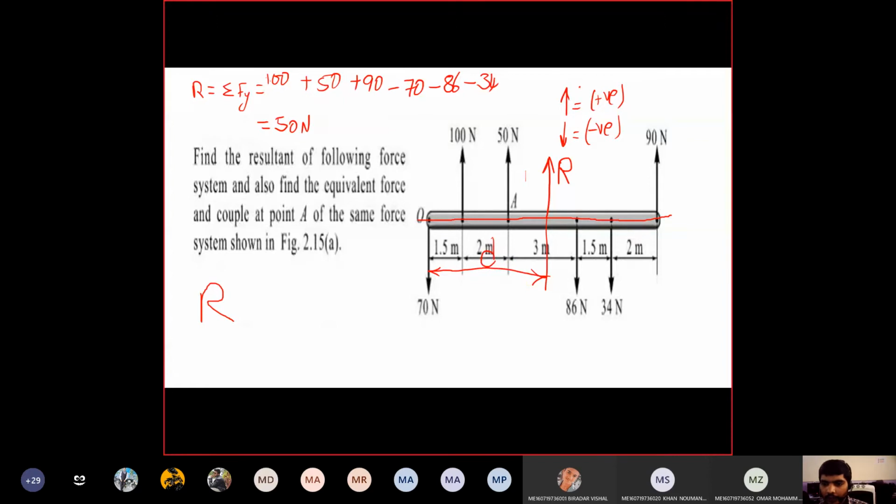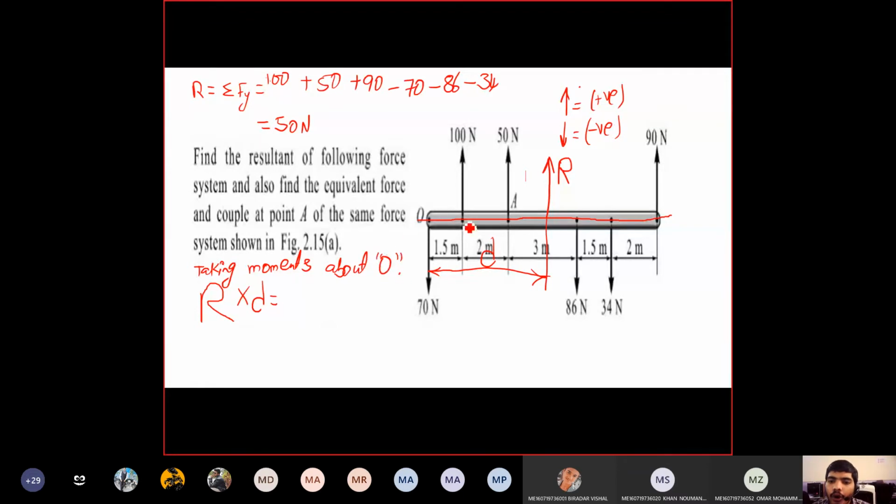Okay, is it clear or not? So according to Varignon's theorem, the resultant into that perpendicular distance is equal to the algebraic sum of all the moments. Now, see ma, this 100 Newton is there. I am now writing here, taking moments about O point. See ma, this one is your O point.